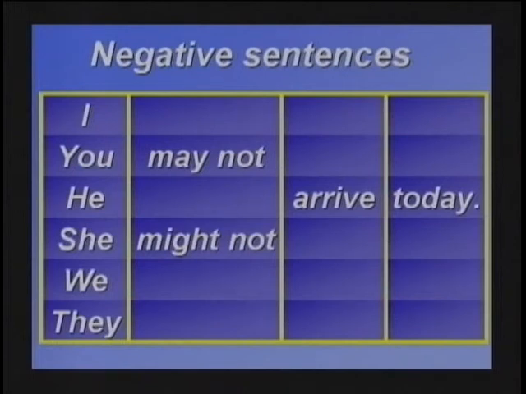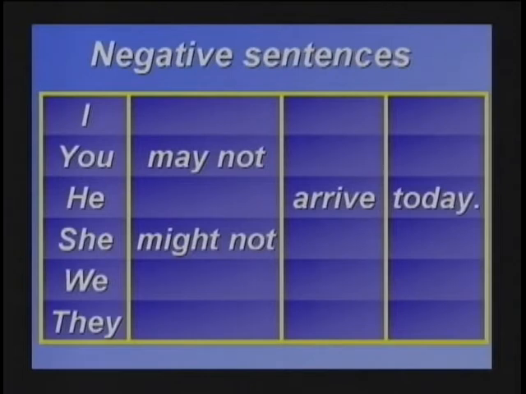Let's see now the structure for negative sentences. In this case, we place first I, you, he, she, we, they. I mean the subject. Then may not or might not. Then the verb, in this case, arrive. And then today. O sea que cuando vamos a formar las oraciones negativas que nos indican posibilidad, primero colocamos el sujeto.